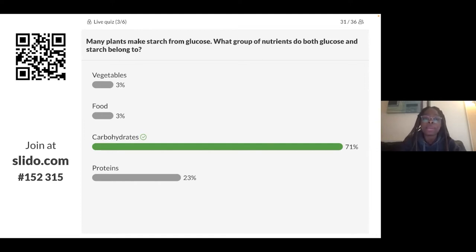They are both carbs. And that's why you need to make sure you're getting those carbs in, because they provide you with the glucose and the starch, which we don't really use that much actually. Plants are much better at using starch.